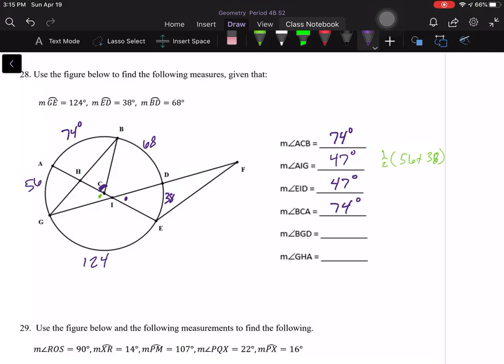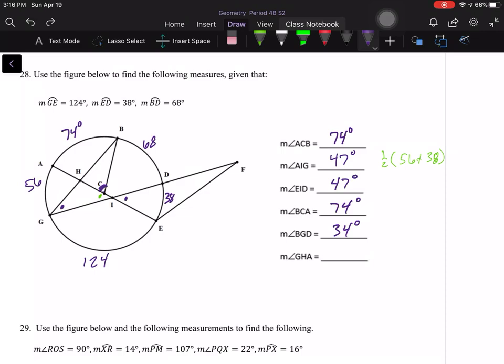The measure of arc BGD. So BGD. So 68 degrees is the arc measure. Excuse me, the angle measure is what we're looking for. But the arc measure is 68. So if I take half of that, that's 34 degrees for that angle. Again, BGD is here. So if I extend those lines, there's my arc that we're looking for. So I'm going to go ahead and just erase those so I don't get confused here.